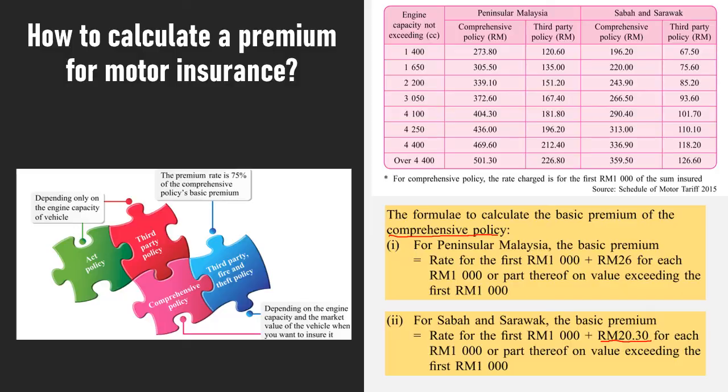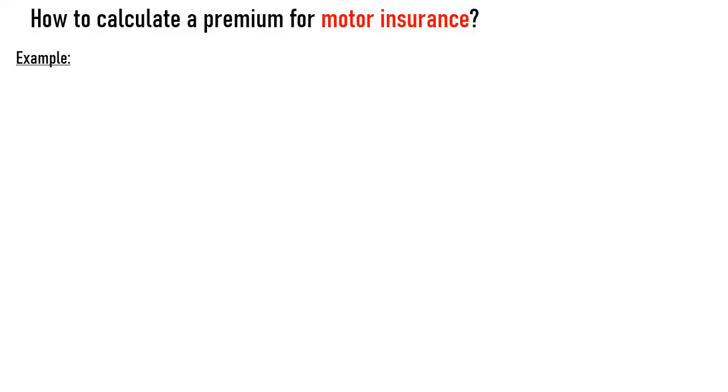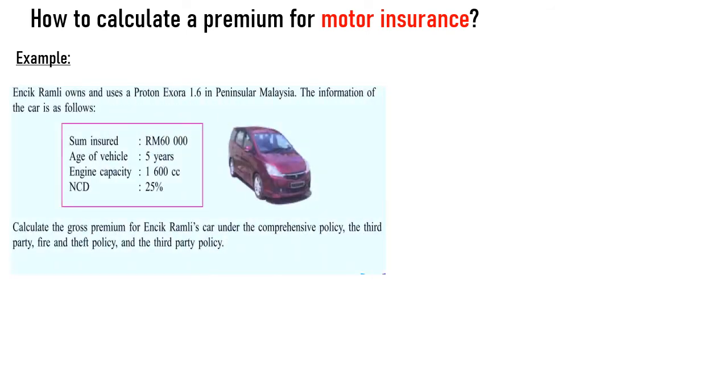So now I'm going to show you how to calculate a premium for motor insurance. The example: Encik Ramli owns and uses a Proton Azora in Peninsula Malaysia. The information is as follows. The sum insured is 60,000, age of the vehicle 5 years, engine capacity 1600 cc, and the non-claim discount, which is NCD, 25%. And the car is in Peninsula Malaysia.